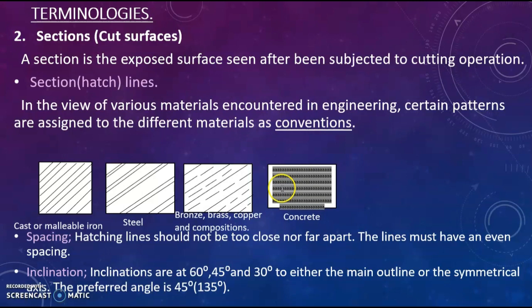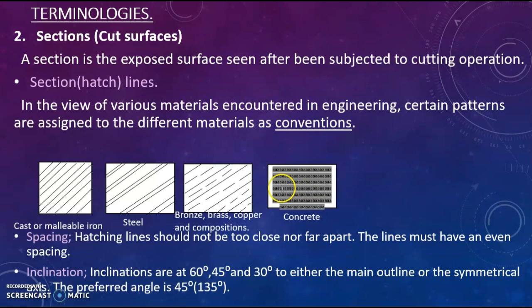Section lines or hatching lines need to be spaced. We don't just draw them. Whenever you are doing sectioning, we use these hatching lines to section them. We have to give them correct spacing. Hatching lines should not be too close nor too far apart. You don't make them too close as if they are shaded parts, or too far apart so that they appear as object lines. We give them accurate and equal spacing between them. The lines must have an even spacing. That's for the spacing of section lines or hatching lines.